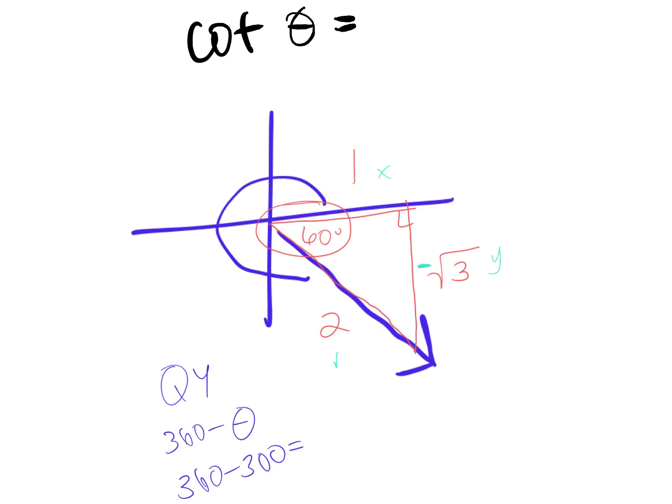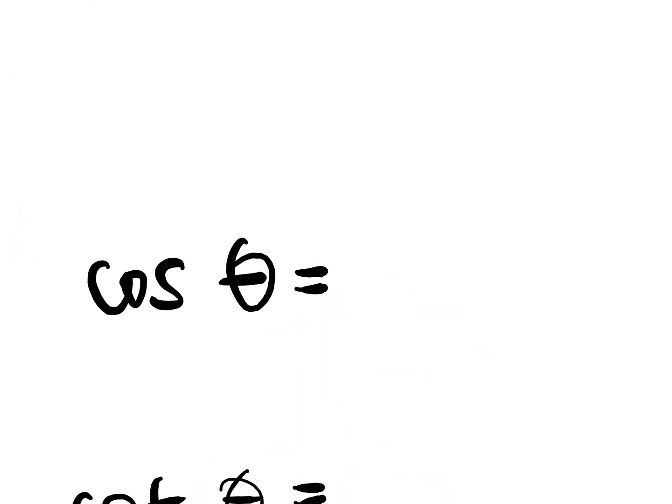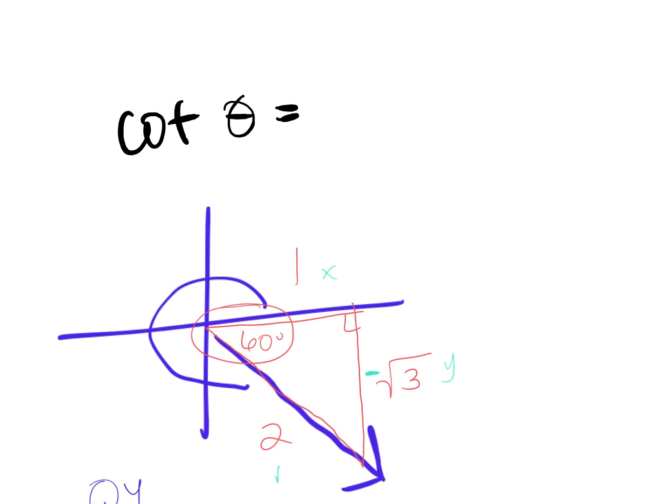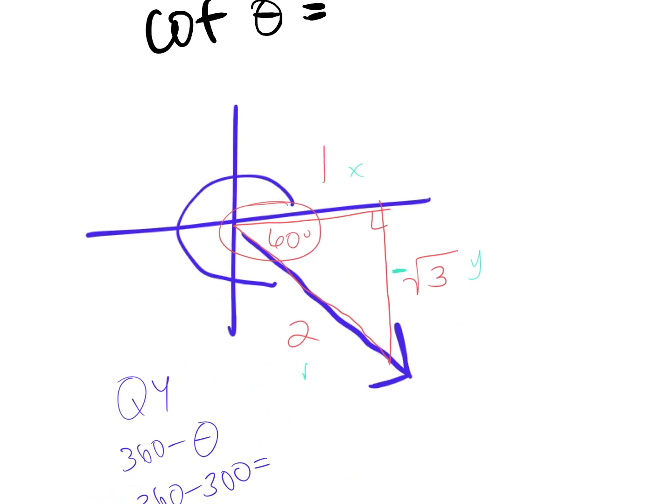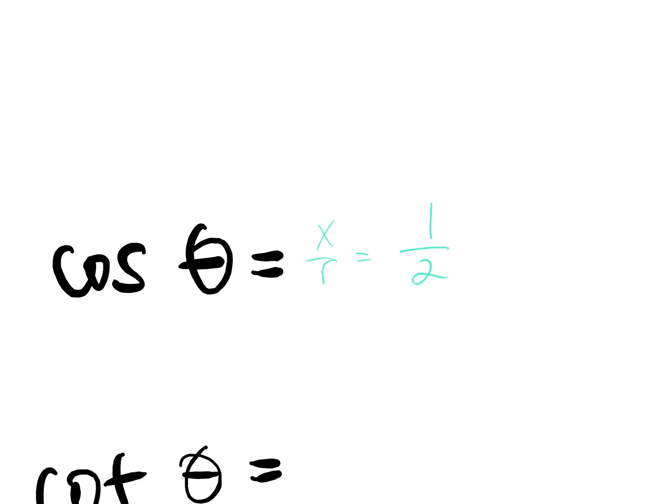That's why it's important. So now if you're going to find the cosine, well, cosine is x over r. So what's the x value of this triangle? 1. And what is the r? 2. So your cosine is 1/2.